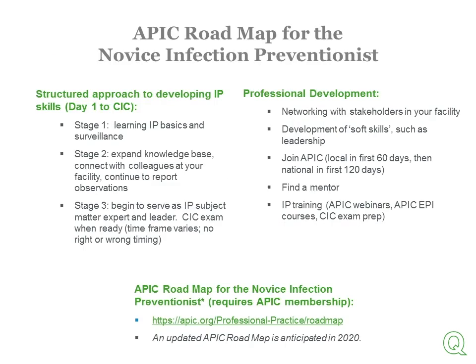APIC provides a roadmap to guide new infection preventionists as they journey on the road to develop professionally and achieve CIC certification. APIC has defined stages of development. Stage 1 focuses on infection prevention basics and surveillance. Stage 2 is a time to build and expand the knowledge base. Stage 3, the infection preventionist begins to serve as a subject matter expert and develop soft skills such as communication, leadership, and teamwork.